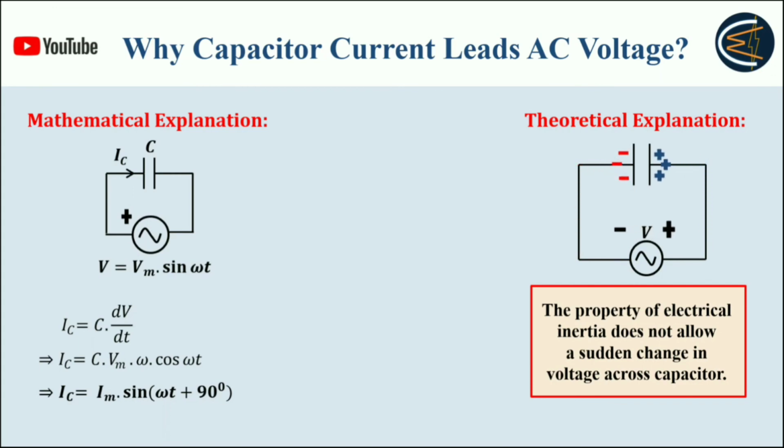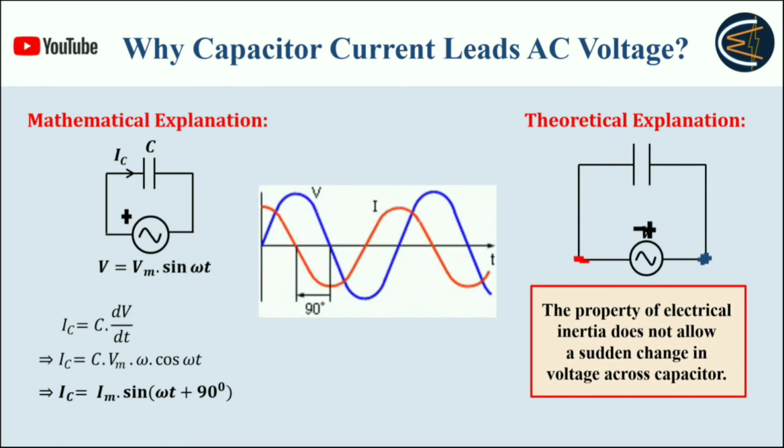As you can see from this picture, the voltage is lagging and the current is leading with an angle of 90 degrees with respect to the voltage. Now I think the concept is clear to you.